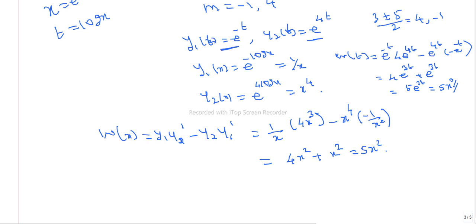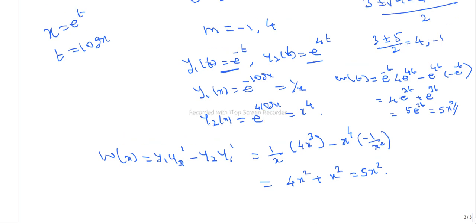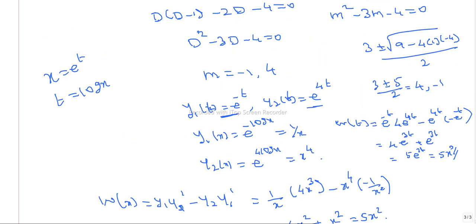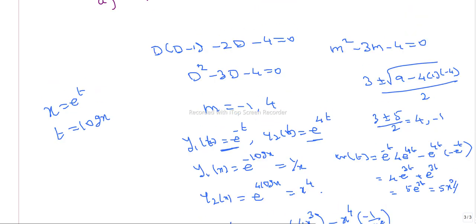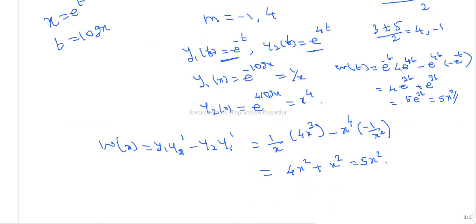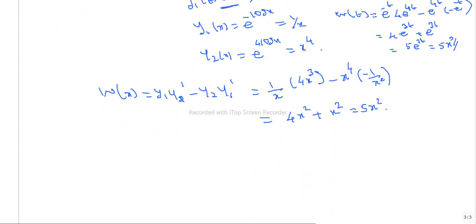y1 y2 dash minus y2 y1 dash. Okay, so y1, maybe I can take 1 by x, this 4x cube. Anyway, we can cancel. Did I make any mistake? Okay, quickly we can check. So therefore this can be written as (m plus 1) into (m minus 4), right? Because m square minus 4m plus 3m, therefore 3, okay, is correct. Therefore minus 1, 4, yes, correct. So maybe they made some mistake. So this is W of x.